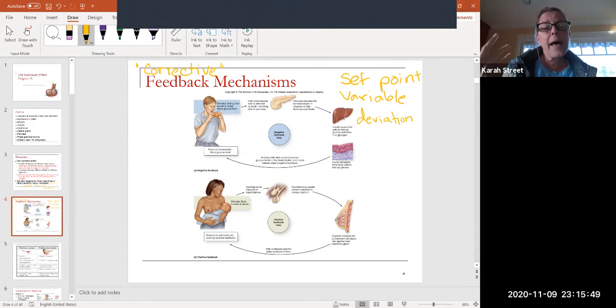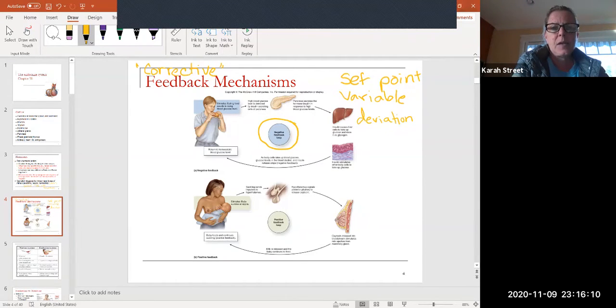And when we sweat and the water on the surface of our skin evaporates, it takes a lot of heat with it. Those are corrective mechanisms. Specifically, negative feedback. Now, with negative feedback, shown up here, negative feedback means the deviation, I'll just put a D, and the correction go in opposite direction.